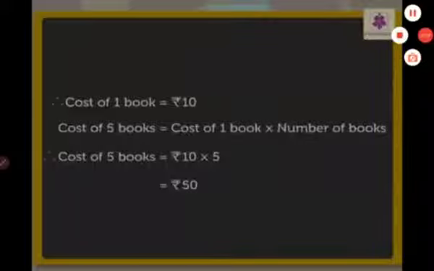We got the answer. So in the video we had seen the cost of 5 books, isn't it? That was one of the examples. Let me take one more example and explain this unitary method. Okay, so it's from your exercise.